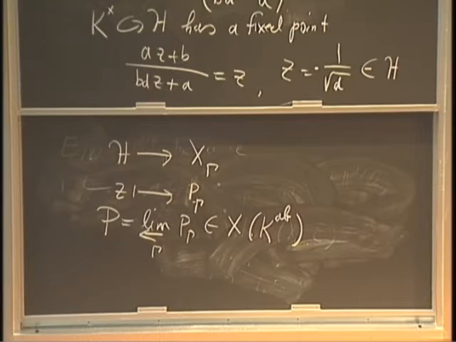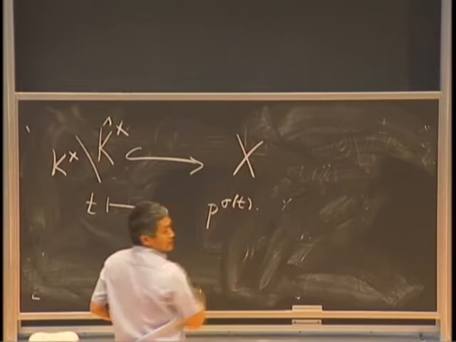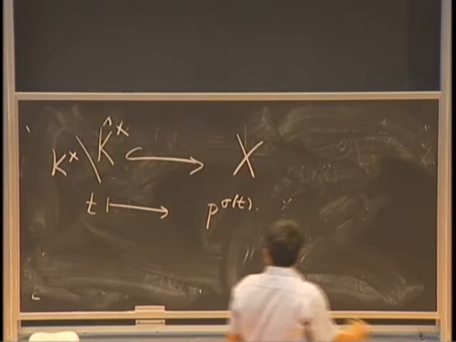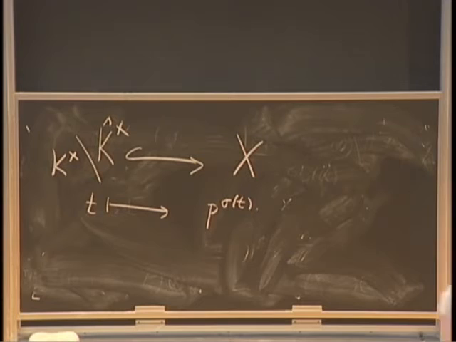Using these points, we can define an embedding from a torus to the Shimura curve. So we define this torus inside X by taking t goes to P_sigma(t). The sigma, if I use this map, this is what we call a sigma, for example. So this is the Shimura curve.